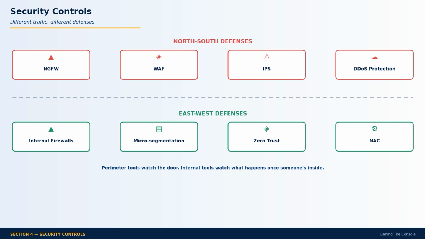For east-west traffic, internal firewalls separate zones from each other. Micro-segmentation breaks the internal network into small, isolated segments so a compromise in one doesn't spread freely. Zero trust means no internal system is trusted by default. Every request gets verified, even from inside the network. And network access control decides what's even allowed to join the network in the first place.